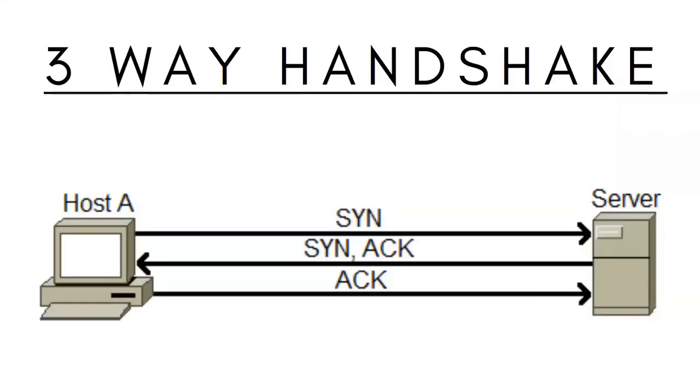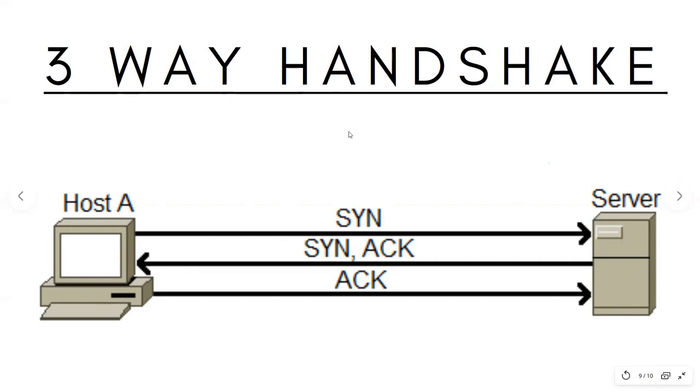What is the three-way handshake? The three-way handshake is a connection process used by TCP in order to communicate between a server and a host, or any two machines. Let's say here we have a host A and here we have a server. Host A sends a SYN packet to the server machine. The server machine acknowledges that SYN packet and sends back a SYN-ACK packet. Now host A will transfer an ACK packet as soon as it receives the SYN-ACK packet. So first it sends a SYN, then the server sends a SYN-ACK, then host A sends an ACK.